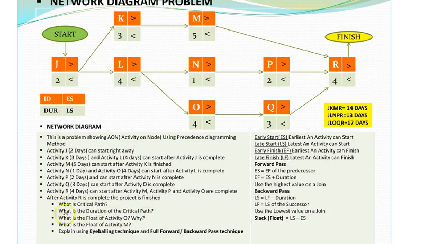What is the critical path? What is the duration of the critical path? What is the float of activity on one of the activities? What is the float of activity on the other one? Explain using different techniques. Now this is what I'm going to show you, how to use different techniques to solve this problem and to get these 4 answers.